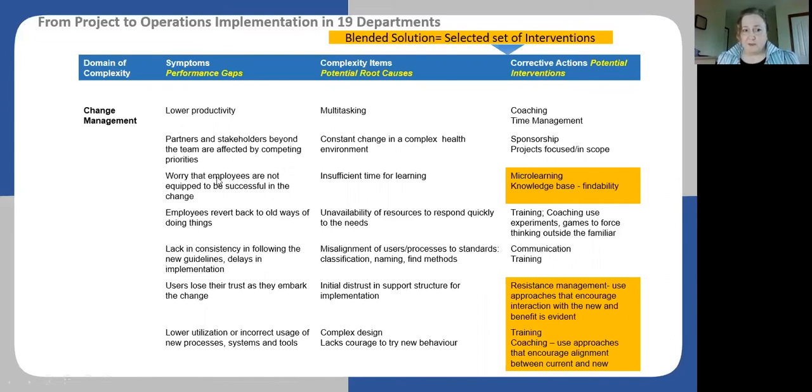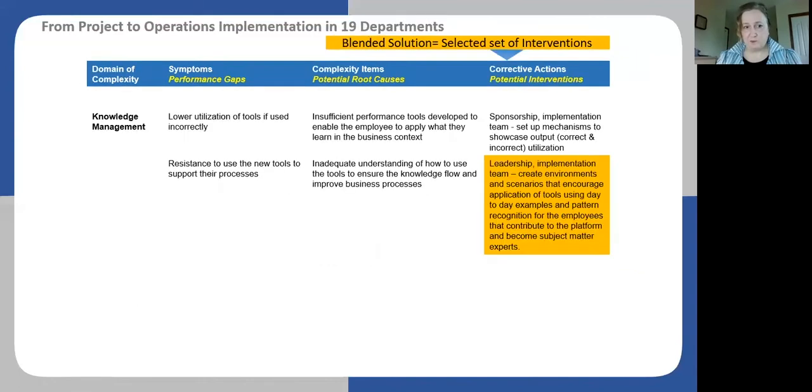So for example, performance gap, employees worry that are not equipped to be successful in the change, insufficient time for learning. Then we had really to look at micro-learning and build a knowledge base for findability and so on. So that's the thinking. So you do select this based on where you are in the project, and this was a continuous type of list that we would use.